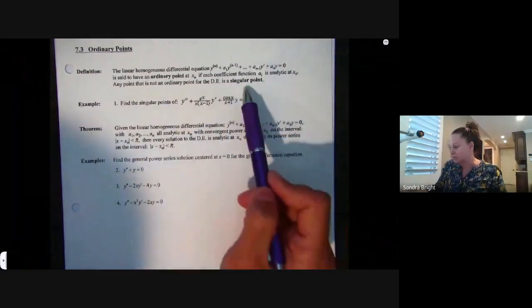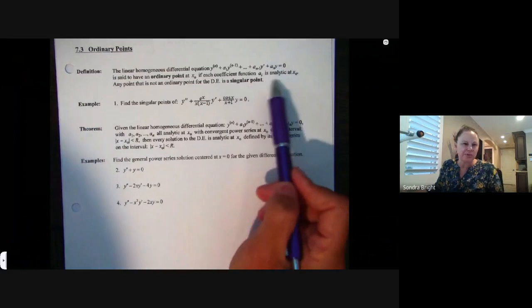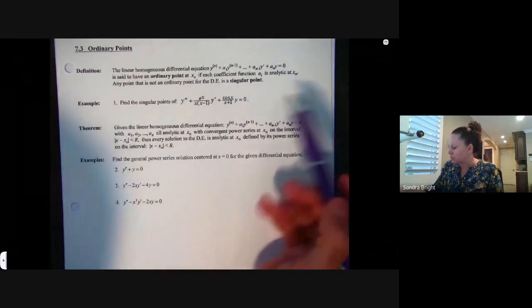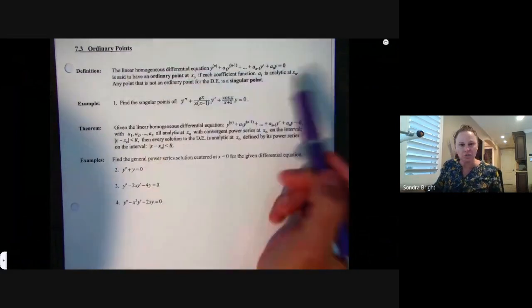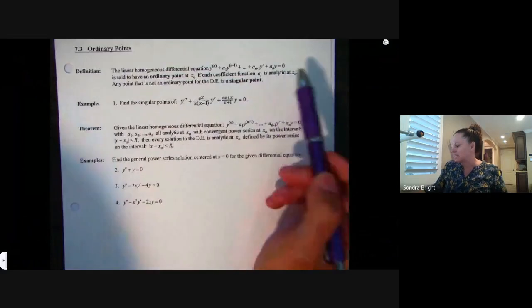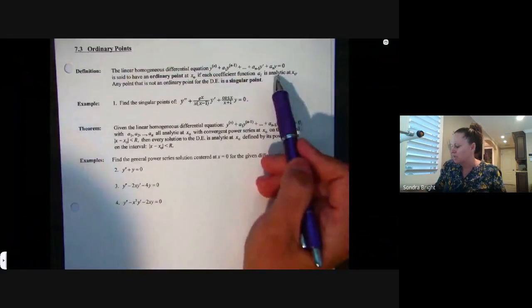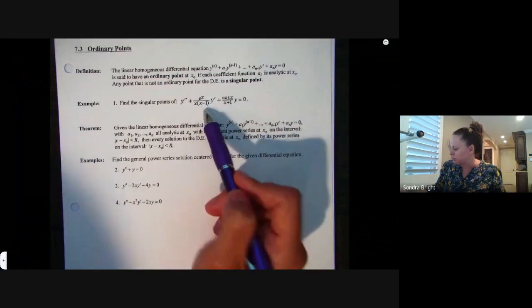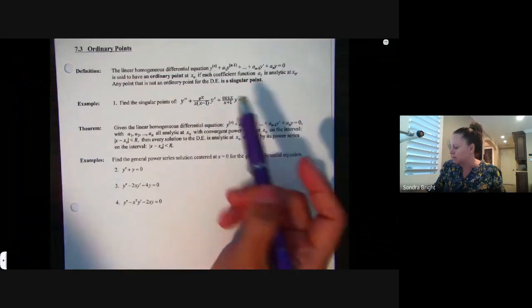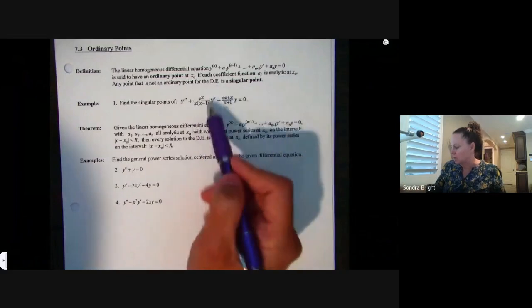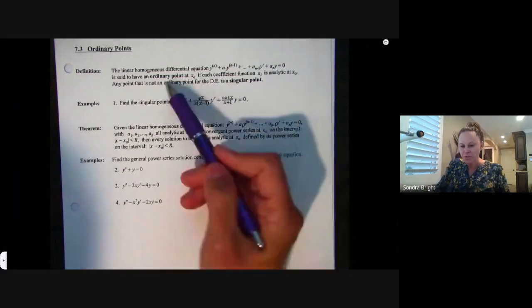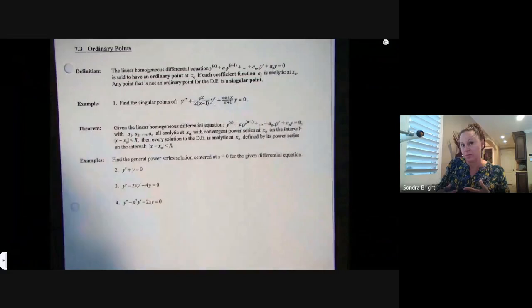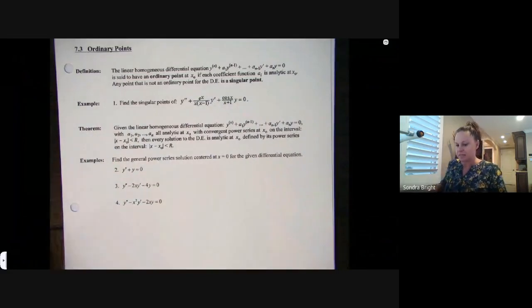We talked a little bit, we didn't use it yesterday, but in section 2, we talked about the definition of analytic. And for polynomial functions, it was basically if your denominator can't equal 0. As long as you don't have a denominator equal to 0, then you've got an ordinary point. But otherwise, you've got a singular point. So the singular points happen when you're dividing by 0 for those coefficients. So let's do an example.